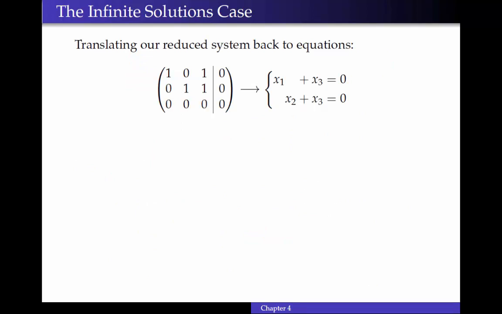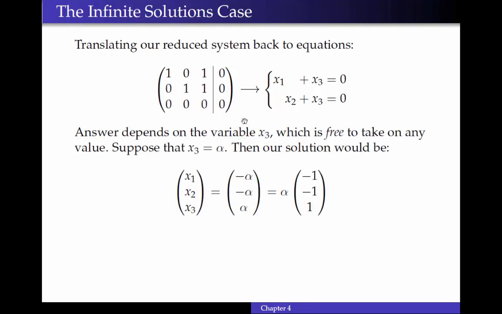So if we translate this back into a system of equations, we have x1 plus x3 equals 0, and then we have x2 plus x3 equals 0. So our answer depends on the variable x3. We can solve for x1 and x2 in terms of x3. So let's suppose that x3 is some arbitrary number. We'll say it's alpha. Then if x3 is alpha, it's clear that x2 must be minus alpha, and x1 must also be minus alpha. So our solution would be this vector right here. x1 is minus alpha, x2 is minus alpha, and x3 is alpha.